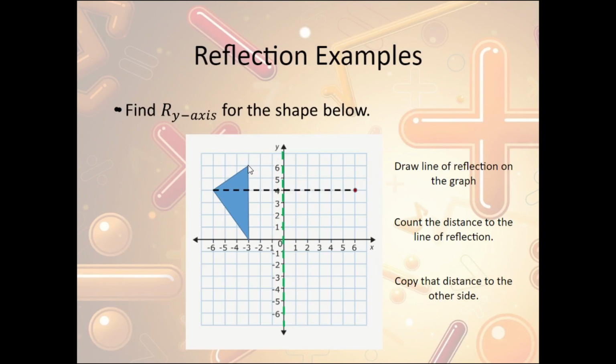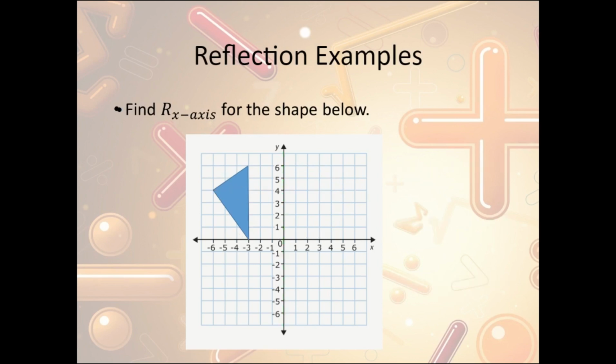So here, this one, 1, 2, 3 away. So we go 1, 2, 3 away on this side. And then the same thing here, 1, 2, 3 away on this side. So 1, 2, 3 away on this side as well. And then we just draw our triangle. And notice we have two triangles that are exactly the same size.